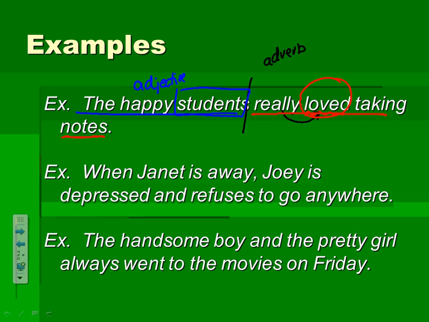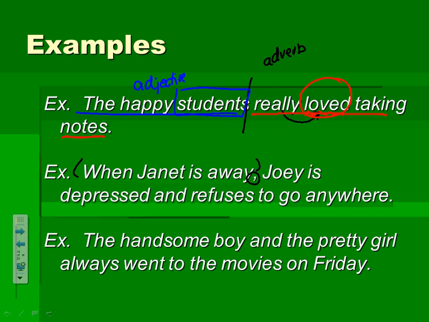When Janet is away, Joey is depressed and refuses to go anywhere. This one is tricky. Notice I have a comma zipper. That says to me I can basically ignore the first part of the sentence for the time being. I can pretend that it doesn't exist. Okay? It actually might have its own subject and verb that can't stand on its own. Now let's look at what we have left over. Joey is depressed and refuses to go anywhere.